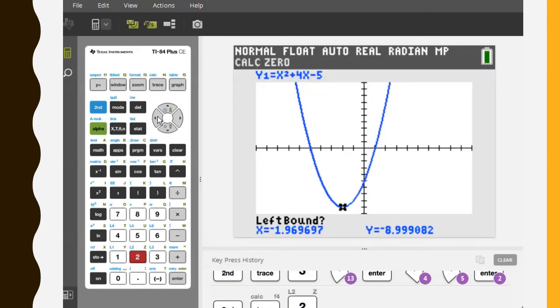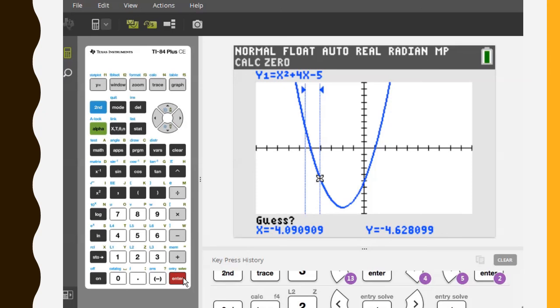So the calculator is going to ask you again to identify the left side of what you think the first x-intercept is. And again, I'm going to get to the left side, but not too close. This is good enough. And then the calculator is going to ask me to identify what I think the right side of the x-intercept is. This is good enough. So now I'm not going to guess. I'm going to ask the calculator to give me that value, which is -5, 0.